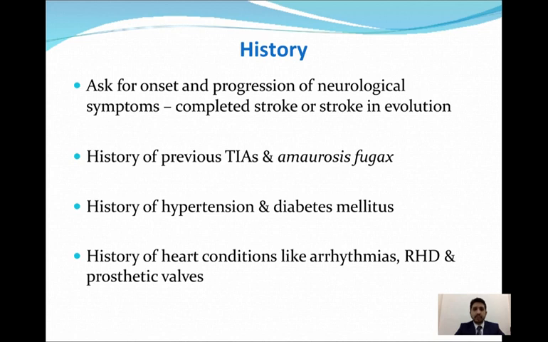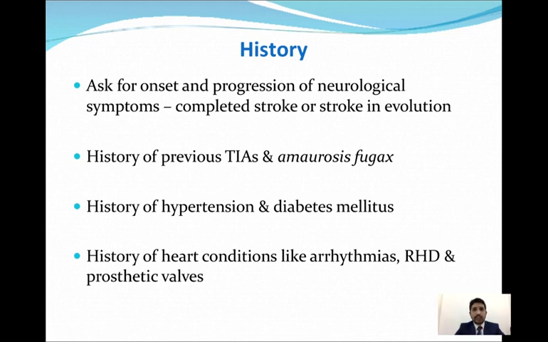Other important points that you need to discuss or take history of are the risk factors. Either the patient has a previous TIA or amaurosis fugax, because these are the patients who are at risk of having recurrent CVA. Any history of hypertension, diabetes mellitus, all the risk factors that we have discussed, modifiable or non-modifiable, you have to take into consideration.